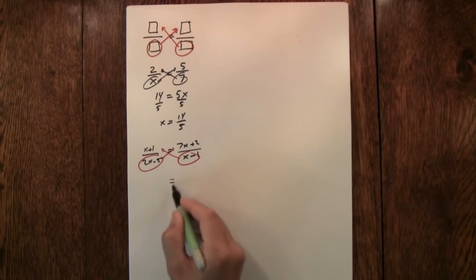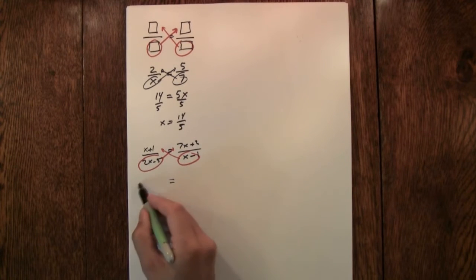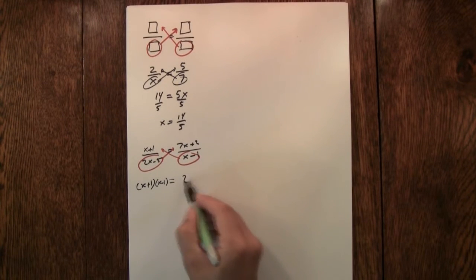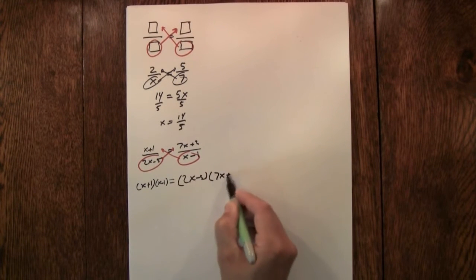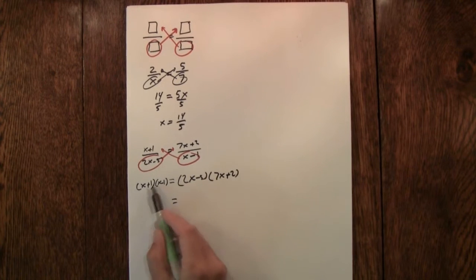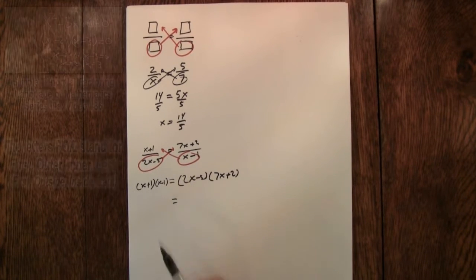And all we do for this one is line up our equal sign. This guy comes up here, multiplies this, right? Times x minus 1, right? This guy comes up here, multiplies this. So we got (2x - 5) times (7x + 2). So all we do now is, for this type of problem, we have to multiply this out, and that's foiling, right?